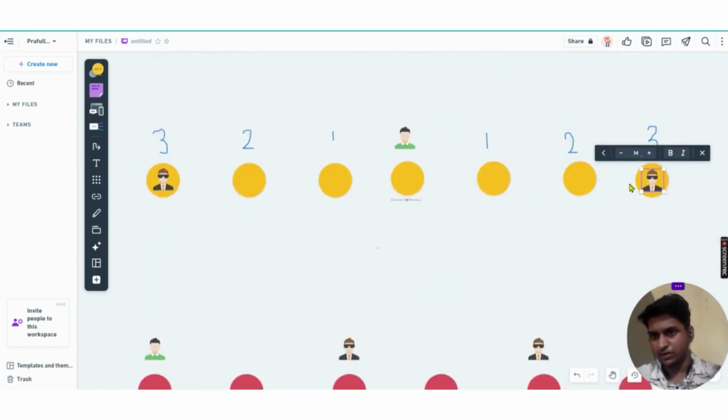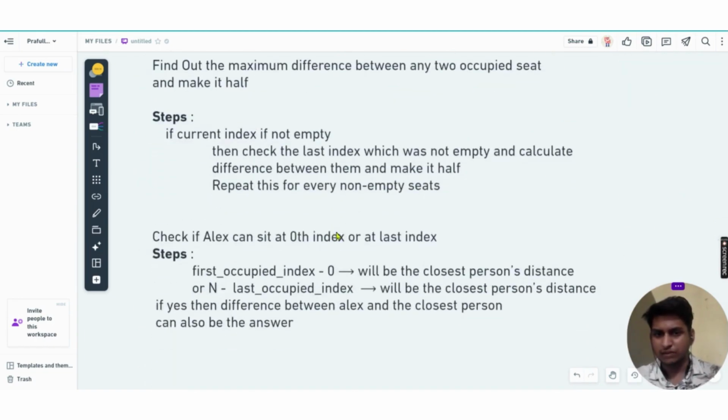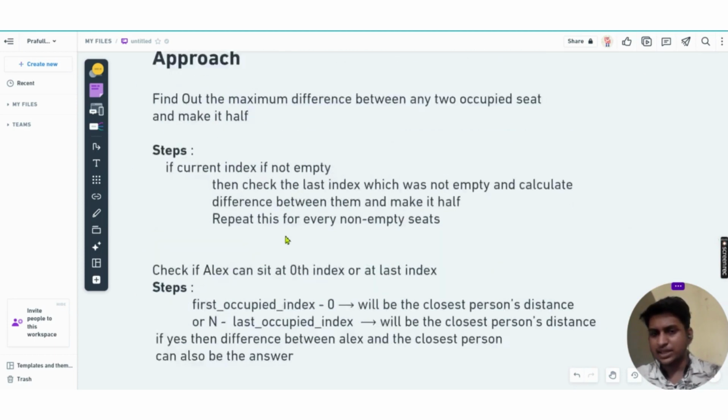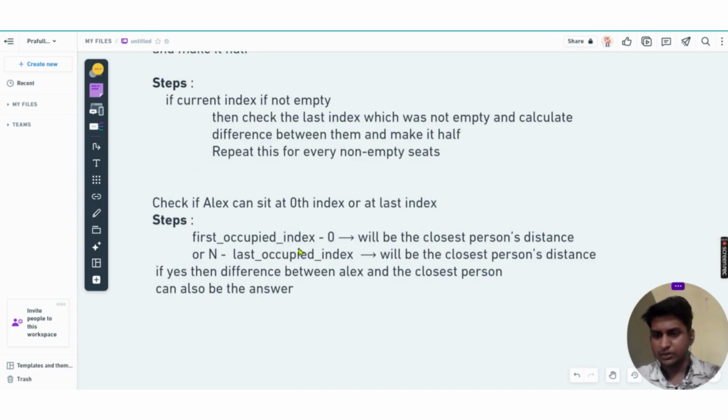Like if we got any other block here and if that is not empty, then we have to check for that also. So we have to repeat this process for every non-empty seat. And the second edge case that I discussed here, for calculating those edge cases, I have mentioned the steps.